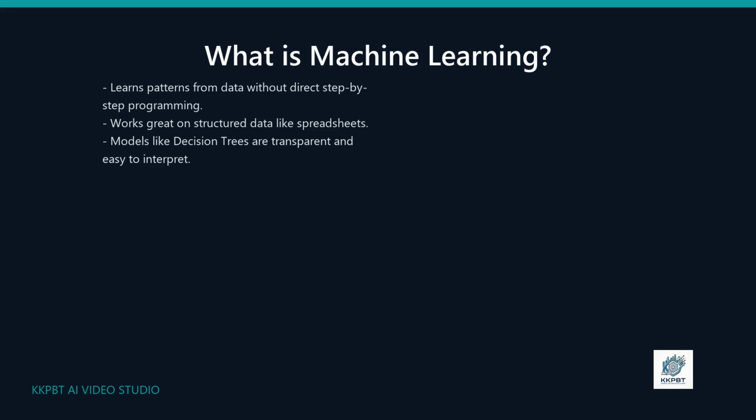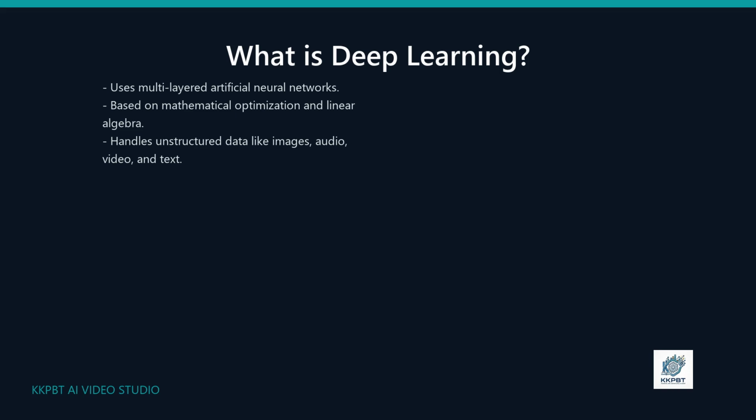Let us start with traditional machine learning. In standard machine learning, computers learn patterns from data to make decisions or predictions without being directly programmed line by line. Common models include decision trees and linear regression. These algorithms work exceptionally well with structured data, like numbers in spreadsheets. Best of all, they are highly interpretable, meaning human engineers can easily look inside and understand exactly why the model made a specific choice.